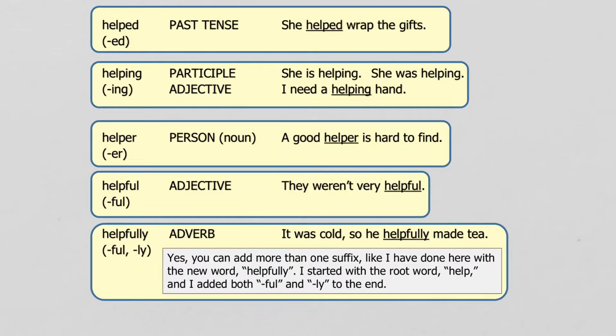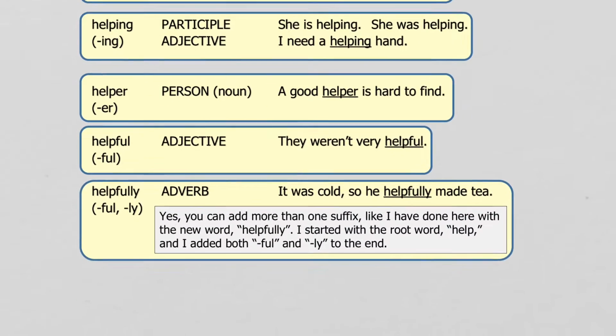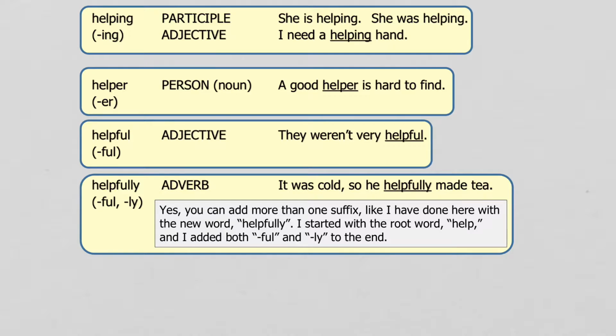Alright, so if we started with help and we added ed onto the end, we'd end up with helped, H-E-L-P-E-D. So here we've got a past tense verb, and we could use it in a sentence. She helped wrap the gifts. Next example, we could add ing to the end. We could have helping, H-E-L-P-I-N-G.